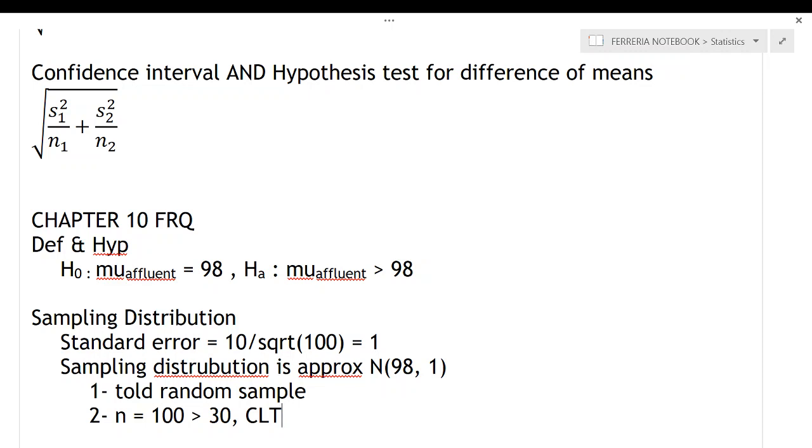N equals 100, which is greater than 30, so the central limit theorem. And if it weren't greater than 30, what would we say? You would have to look at the other two options, which would be a normal population or the box plot of the sample. In the absence of all three of those things, that's when you would assume.